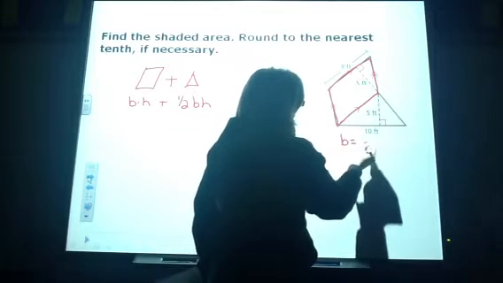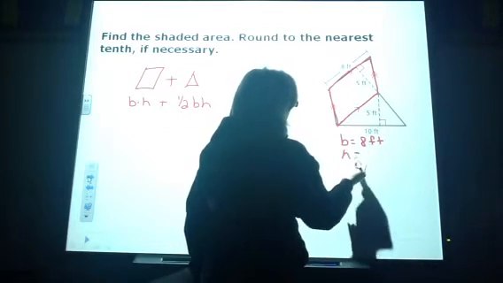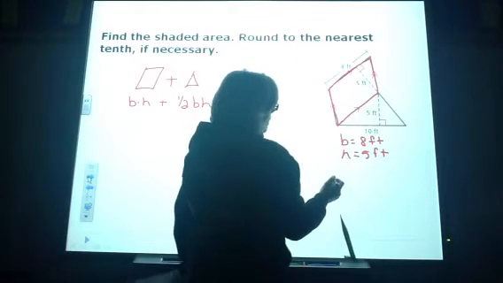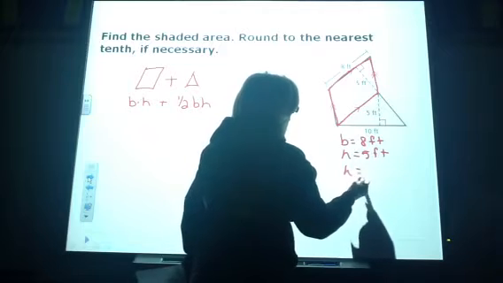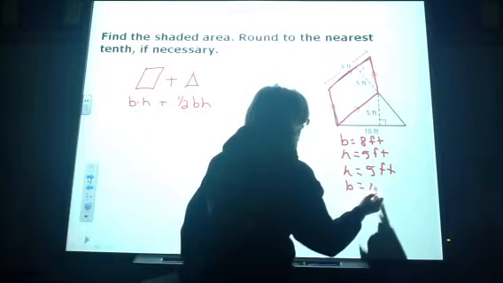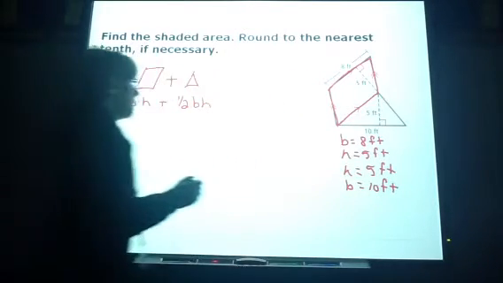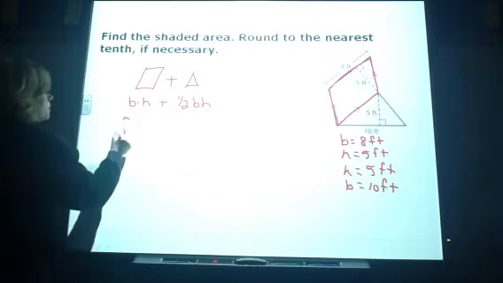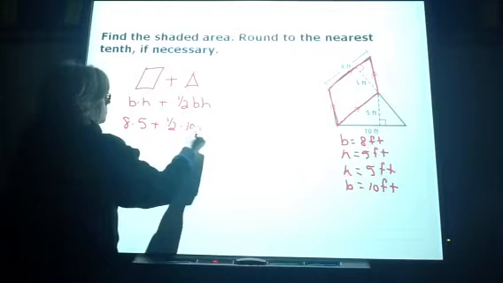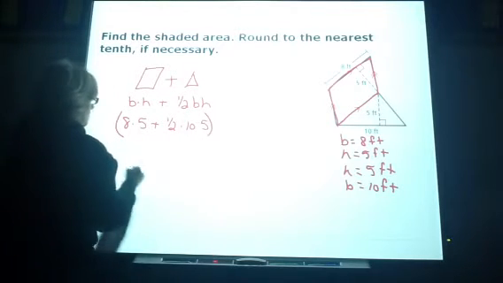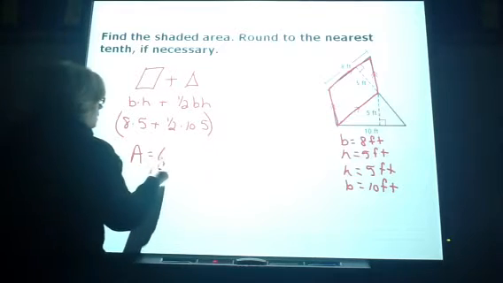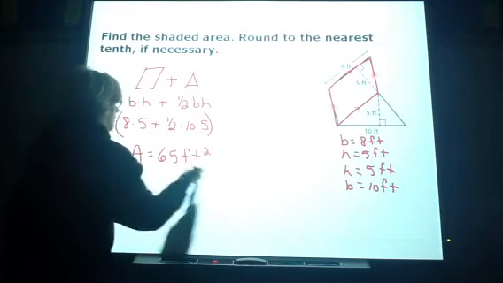My base is 8 feet and my height has to be perpendicular to my base, so that's 5 feet. And on my triangle, my height is 5 feet and my base is 10 feet. So then we can substitute in. You should get 65 square feet.